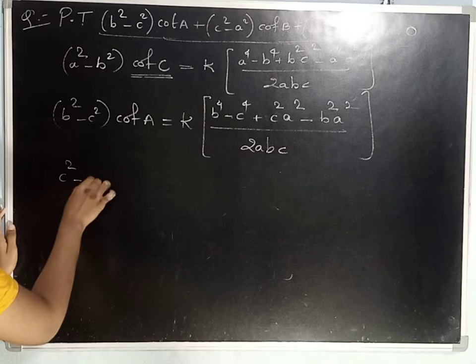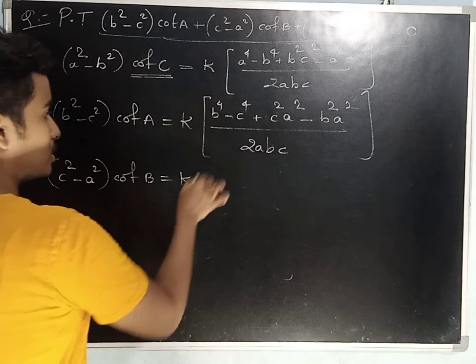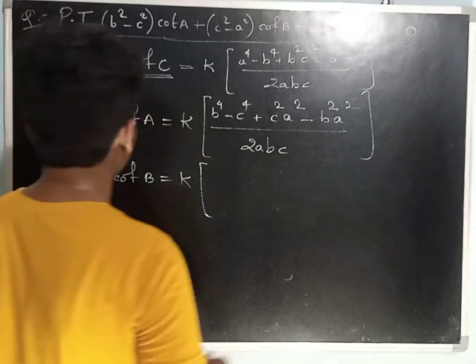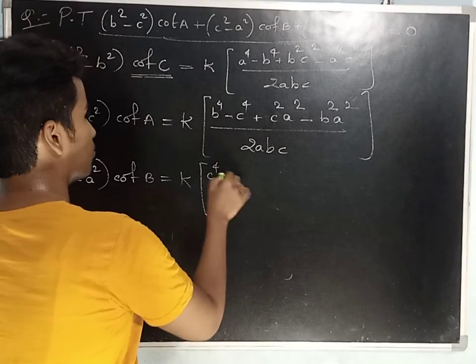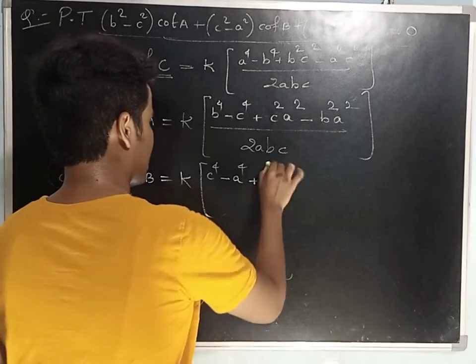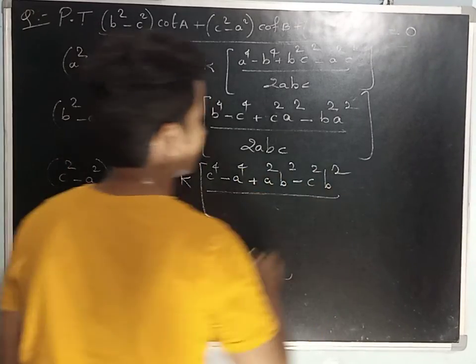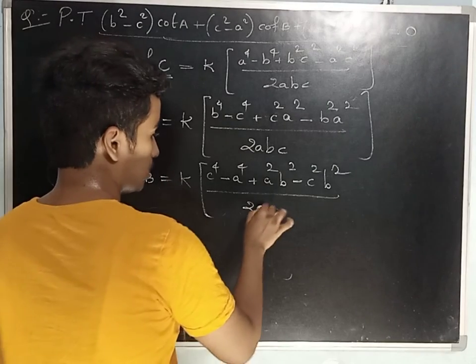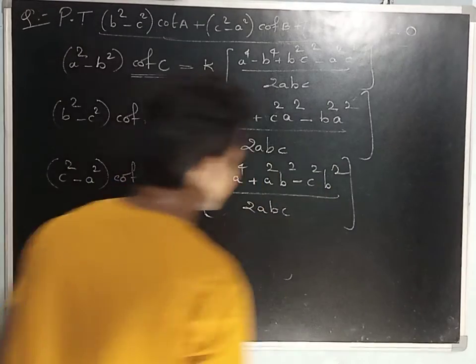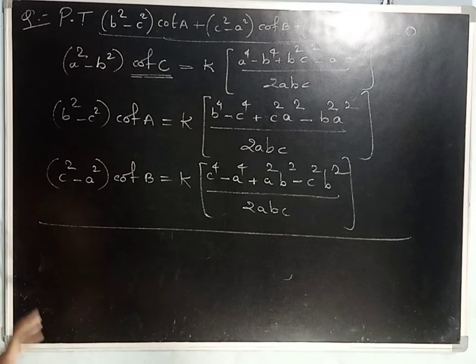Similarly, (c square minus a square) into cot B is equal to k into (c power 4 minus a power 4 plus a square b square minus c square b square) by 2abc. So what I am going to do is add these three.